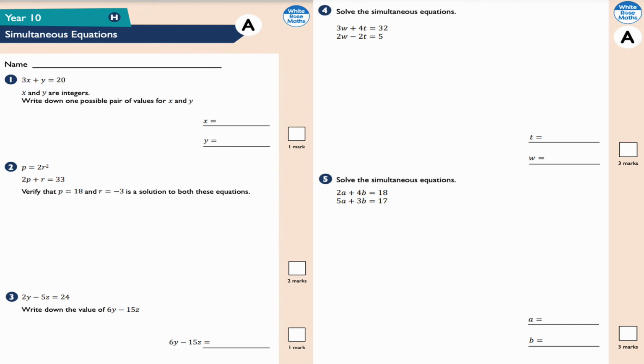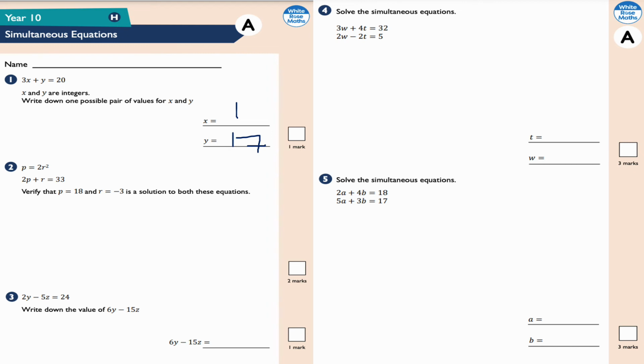3x plus y equals 20. x and y are integers, so whole numbers. Write down one possible pair of values. Well, if x is 1, y is 17, for example.